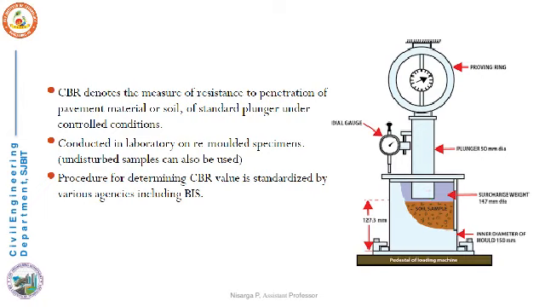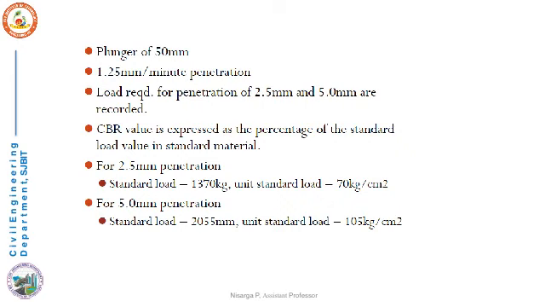Some of the apparatus: the plunger diameter will be 50 mm, and when the plunger is penetrated into the soil, we maintain a rate of penetration of 1.25 mm per minute. The loads required for penetration of 2.5 mm and 5 mm are recorded. With these two values, we will determine the CBR value.